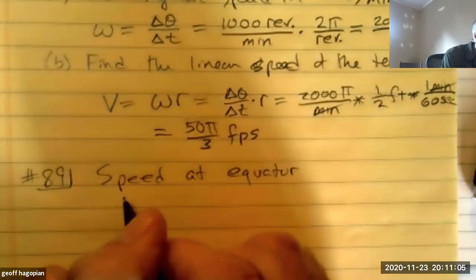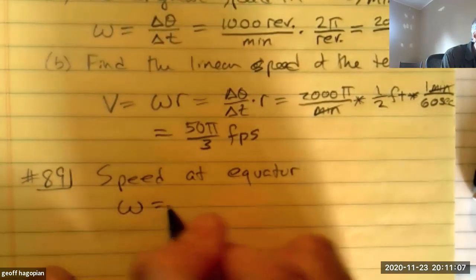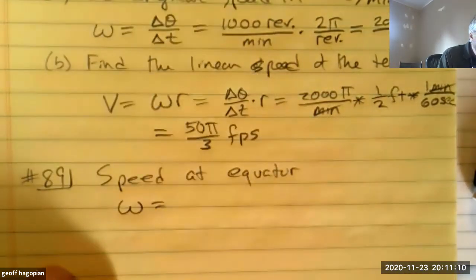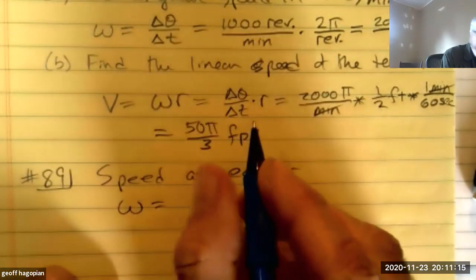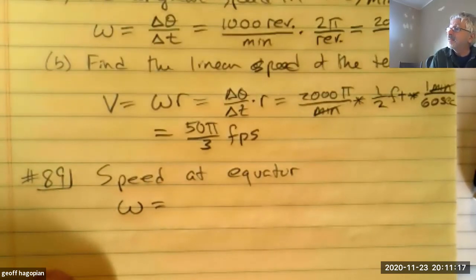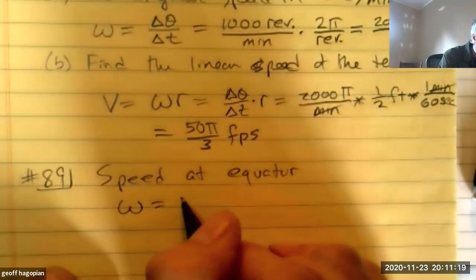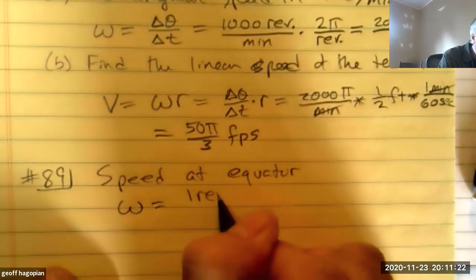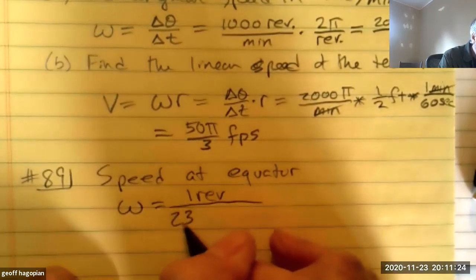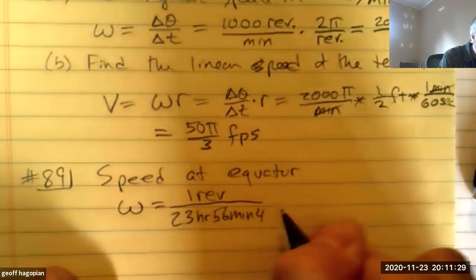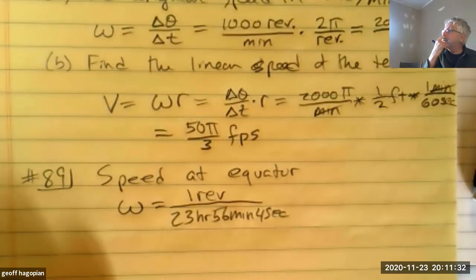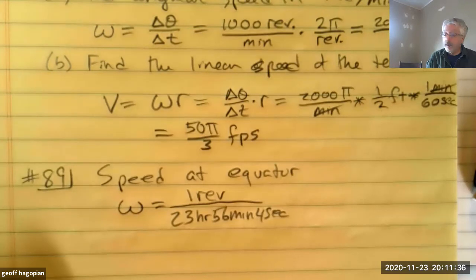So the angular speed there is omega, and that's going to be 1 revolution per 23 hours, 56 minutes, and 4 seconds. So we want to convert that. What do they want? They want it in miles per hour. Okay, so we need to convert this.